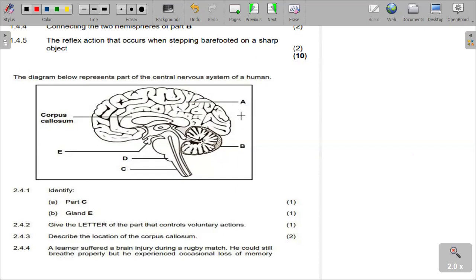We are given the corpus callosum, which is labeled. E we have labeled as the pituitary gland, and D is the medulla oblongata, and then we say it is the spinal cord.